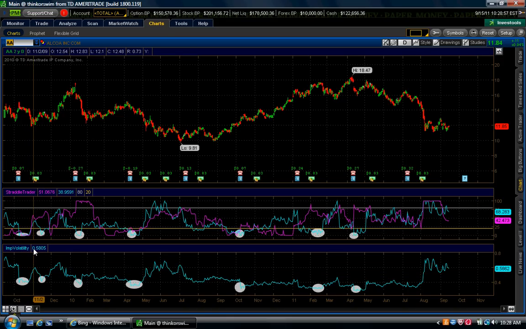I want to talk today a little bit about implied volatility. Implied volatility can be seen as how cheap or how expensive option prices are. When implied volatility is low, option prices are cheap. When implied volatility is high, option prices become expensive.